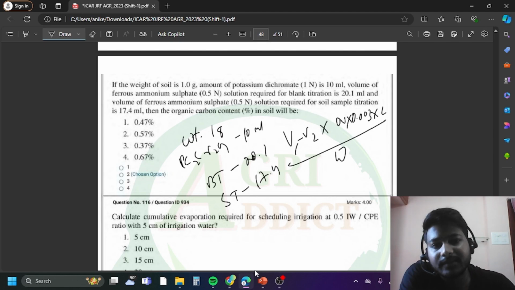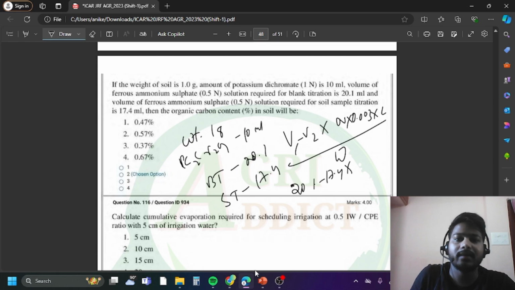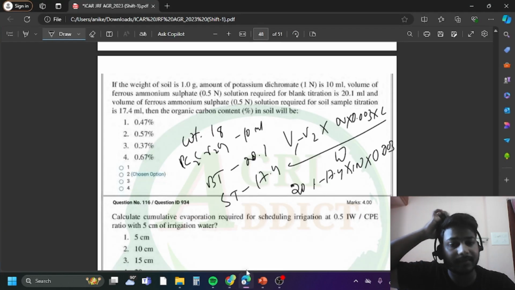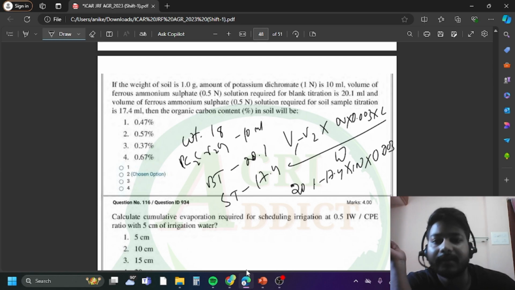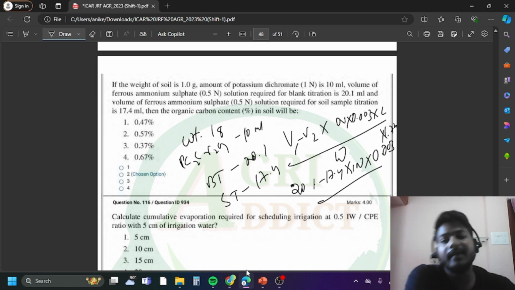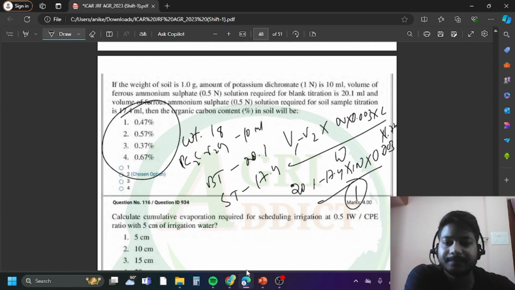V1 minus V2, that is 20.1 minus 17.4, into N, that is 1 normal, into 0.003. You can see which normality is given is also important. It is the normality of K2Cr2O7, so you should not be confused with the ferrous ammonium sulfate. Here they have given the normality of K2Cr2O7, 0.003, and C is our 1.724. You need to multiply and divide by our 1 gram. Whatever answer comes will be the answer.